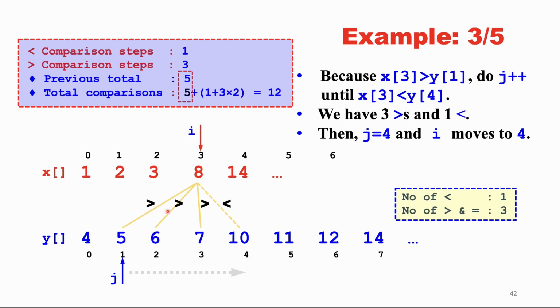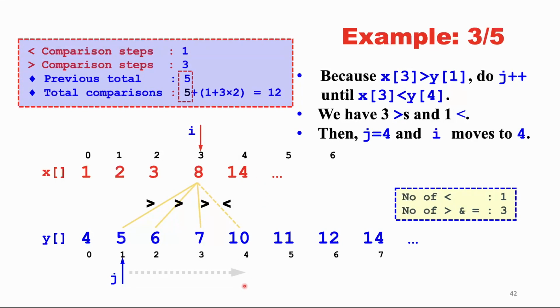Here we use 3 greater than and 1 less than. 1 less than uses only 1 comparison. 3 greater than or equal to, we need 2 comparisons each. So it's 5, the previous one, plus 1 plus 3 times 2. So far, we use 12 comparisons.